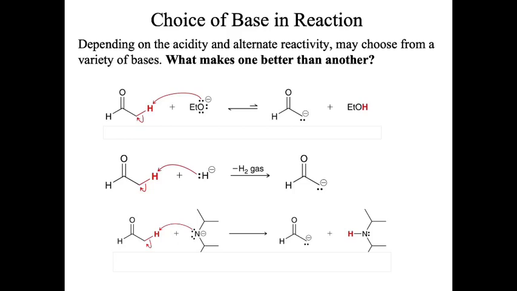Okay, choice of base. We actually talked about this one already. What's the difference between these? So we should be able to do this pretty fast. What's our difference? The reagent, it's the base used. We're looking at ethoxide versus hydride versus amide. So which atom is holding the negative charge? Which of those is the strongest base?